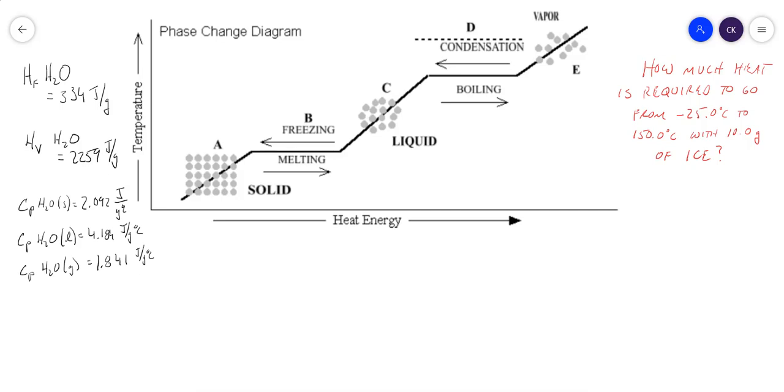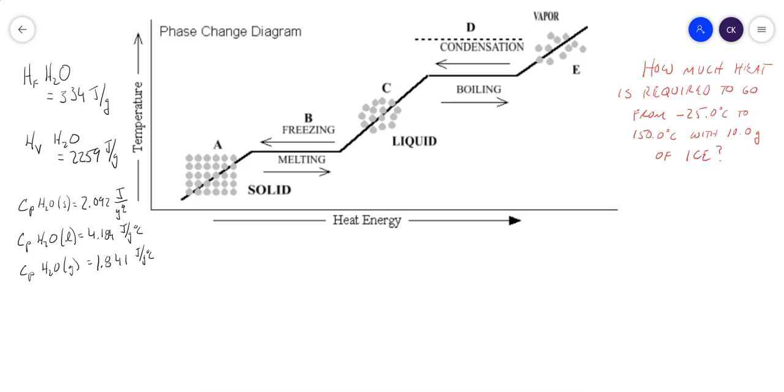Okay, what I'd like to do is go through a phase change diagram problem, and I want to answer the question that you see on the right side of the screen. It says how much heat is required to go from minus 25 degrees C to 150 degrees C with 10 grams of ice. So how would I do that?